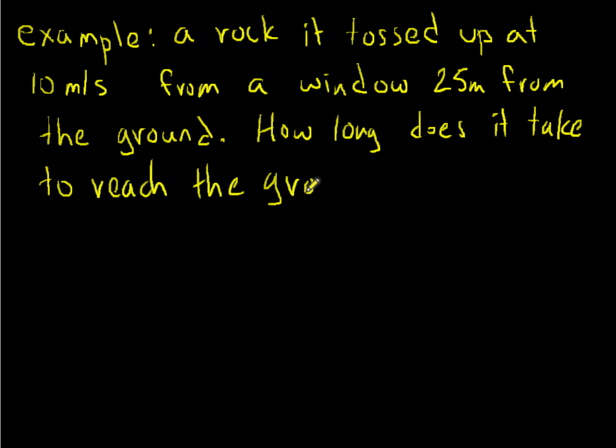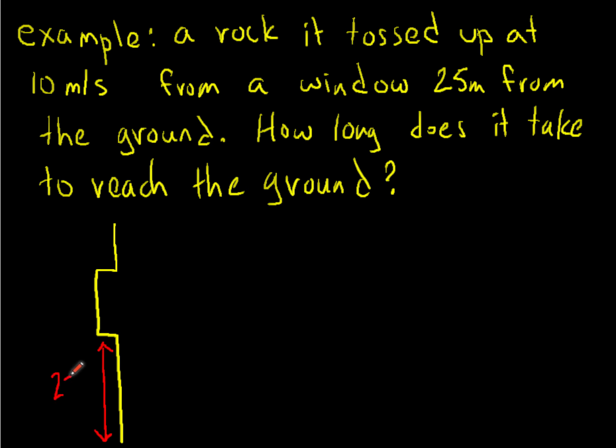Sometimes when dealing with problems, it's best to start by drawing a picture to help visualize all the variables in the situation. So here's the window, 25 meters from the ground. This means overall, the distance that's going to fall from start to finish is a displacement of 25 meters. Even though the ball goes up and back down, the up and down part of the journey doesn't matter to the displacement. The initial velocity of 10 meters per second up is our initial velocity, and we're looking for time.